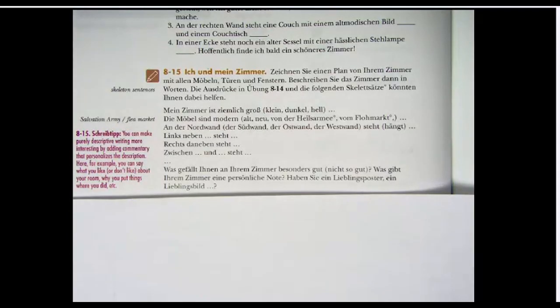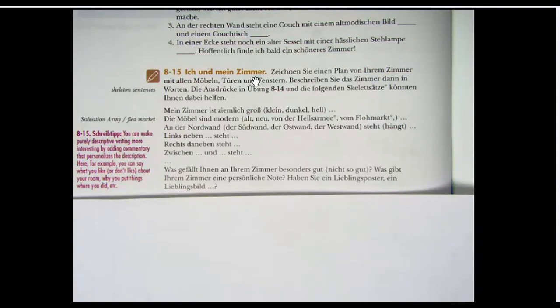Okay, now that you guys are done with that, please keep those in mind. Make sure you use all of your vocab. What I want you guys to do is, in your composition books individually, you're going to complete a little writing activity. Start on a new page, make sure you date it, and put this number 8-15, Ich und mein Zimmer. And what you're going to do is you're going to draw a quick plan of your room. Make sure that it's big enough so that you can label things and I can see where everything is. And then you're going to write a description about your room.